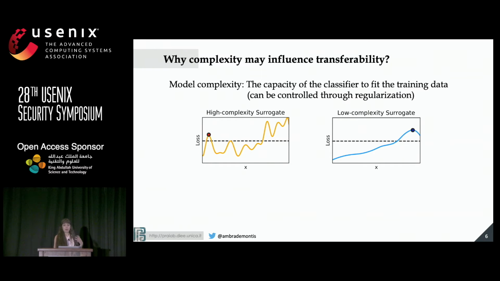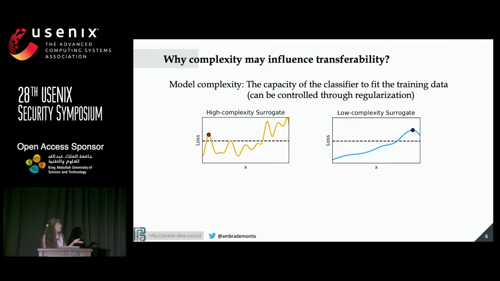Suppose that you have a one-dimensional point and you would like to craft an evasion attack against a classifier. In this case, the loss of the attacker is exactly the loss of the classifier on that point. If the adversarial point is under the black line, it means that the example is basically not able to evade the classifier. If it is above, it means that it is able to evade the classifier.